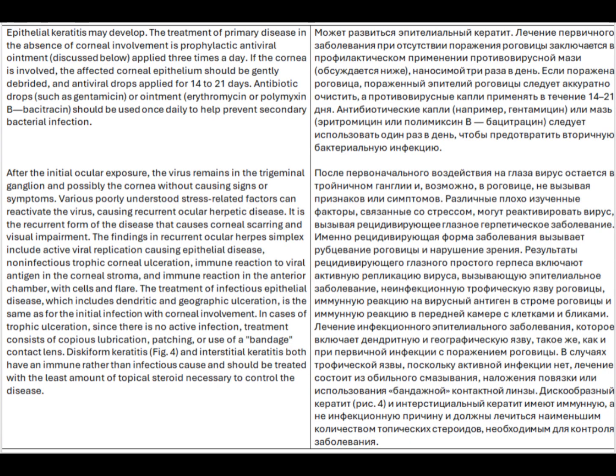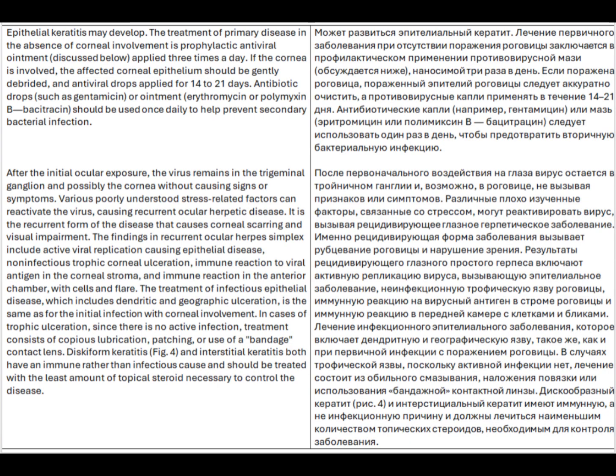The treatment of infectious epithelial disease, which includes dendritic and geographic ulceration, is the same as for the initial infection with corneal involvement. In cases of trophic ulceration, since there is no active infection, treatment consists of copious lubrication, patching, or use of a bandage contact lens.